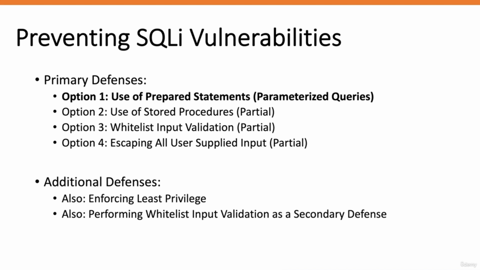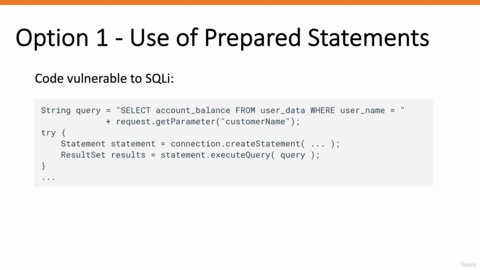But the idea is I have this highlighted over here because this is the correct way of preventing SQL injection vulnerabilities, and that is by using prepared statements or parameterized queries instead of string concatenation within a query. All the other options are partial options and should be used only as a last resort, with the knowledge that they might be bypassed or implemented incorrectly and they might cause a SQL injection in the future. And so let's talk about each one in order, starting with the correct way of defending against SQL injection vulnerabilities, and that's using prepared statements.